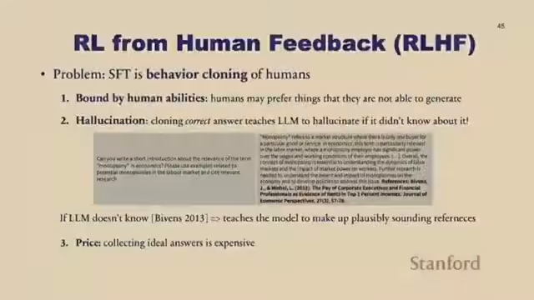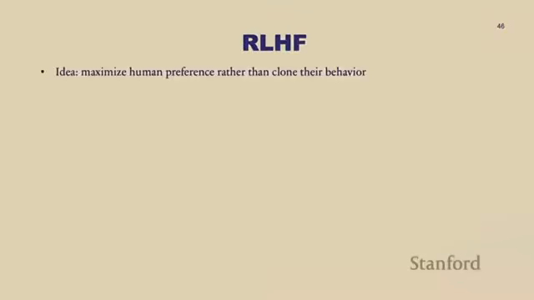Great. Problem number 3, price. Generating the ideal answers is very pricey, and that comes back to your question: humans writing the entire answer is actually pretty expensive. So that's where RLHF comes in. The idea is that instead of cloning the behaviors of humans, we're going to maximize human preference.